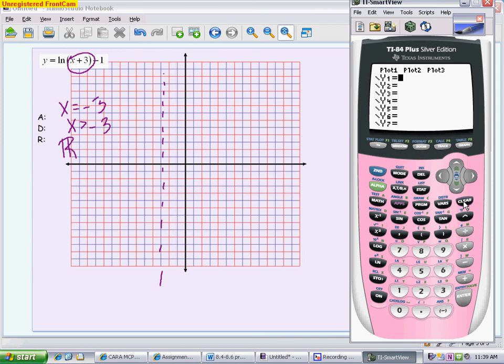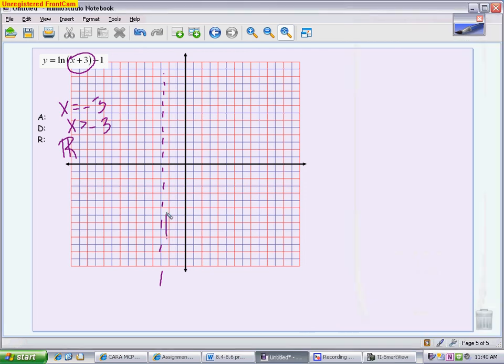I'm going to change it slightly. So I have the natural log of x plus 3 minus 1. Hit graph. You can see the asymptote, and here's what I mean by the calculator kind of making it look like it stops. It does not stop. It just gets closer and closer to the asymptote, so you can draw something with this general shape.